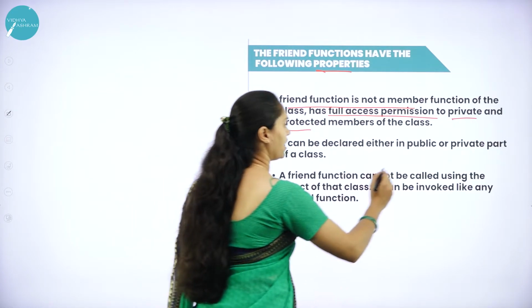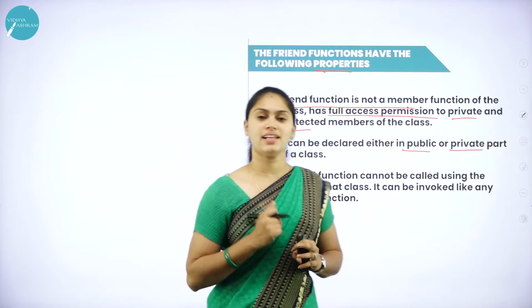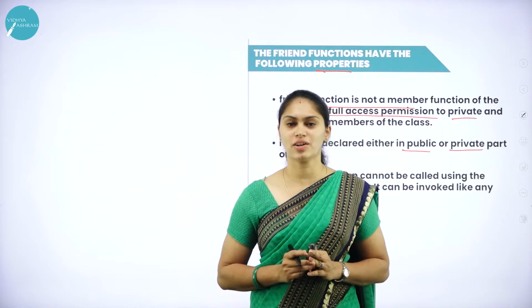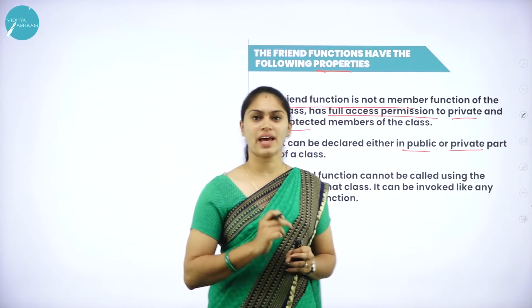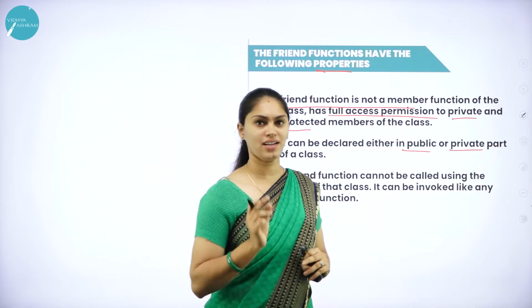What is the second point that I have? It can be declared in either the public or private part of a class. Where can I declare this friend function? Anyway, it must be declared inside the class. So it can be either in the public or private part of a class.